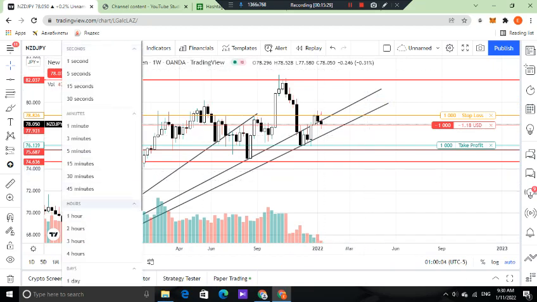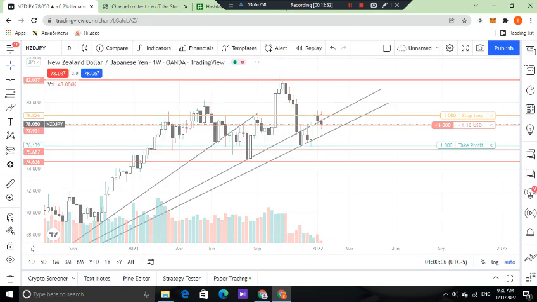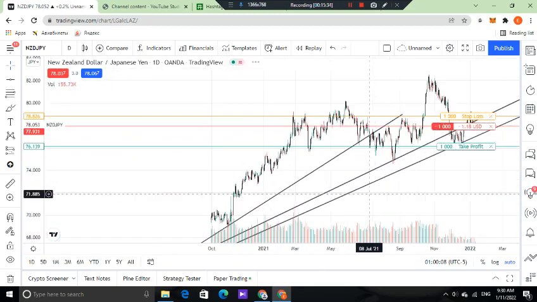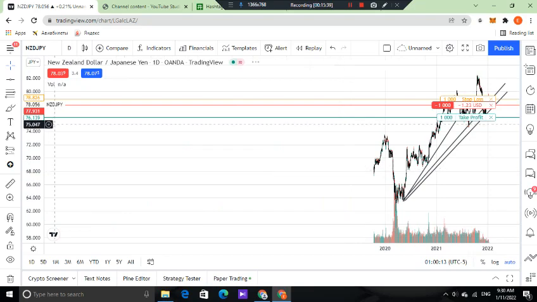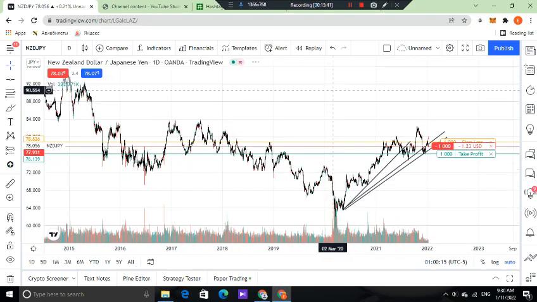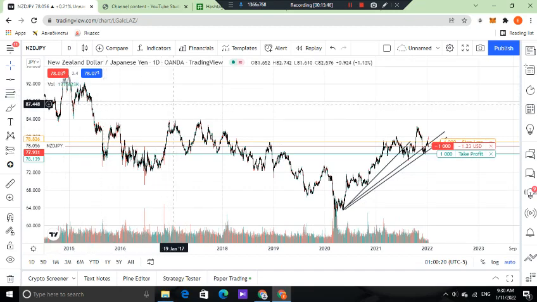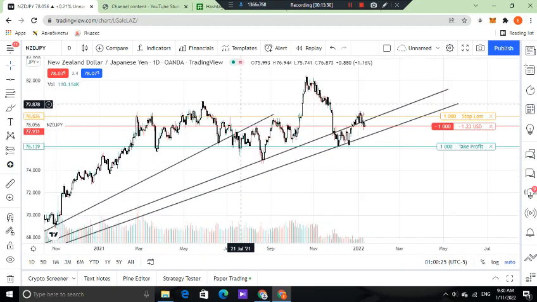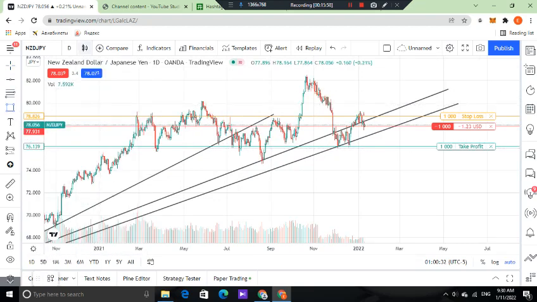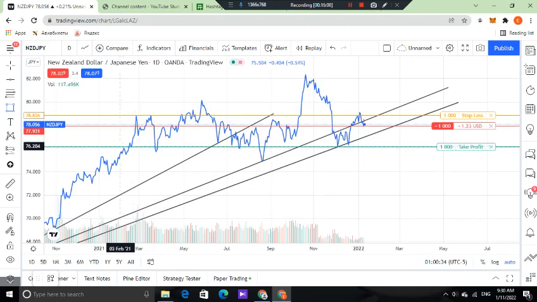Okay, let's go for daily time frame. Let's see what happened. I don't know what's the problem when I change the time frame. The lines I draw, they're gone. I don't know why. But yeah, we have a trading range here. You can see it easily. It's not hard.